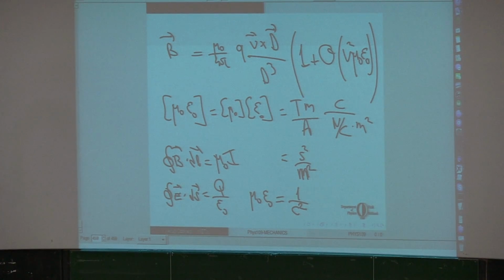Now if you look at this expression over here, this mu 0 epsilon 0 is nothing but 1 over c squared. So the corrections that you will get to this expression will be proportional to the velocity of the charge squared divided by the speed of light squared. So as long as your charge is not moving close to the speed of light, everything is fine. You can use this expression. The fastest rocket we have just goes at a very small fraction of the speed of light.